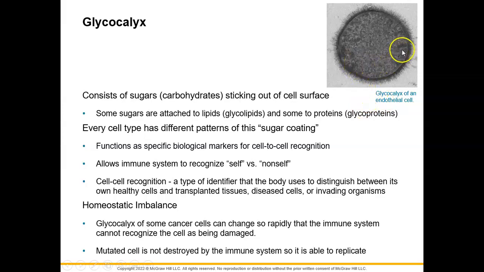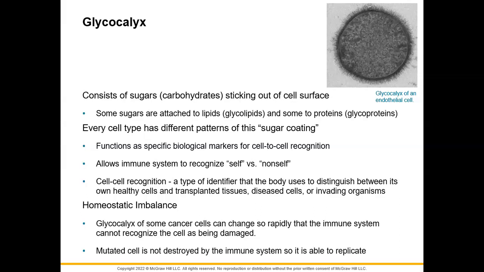This is an image of an endothelial cell. This is the type of cell that lines all the vessels of our body. That includes blood vessels and lymph vessels. This image shows the carbohydrates that are found on the surface of the cell membrane, and it gives it a hairy appearance. Every cell type has different patterns of this carbohydrate sugar coating.